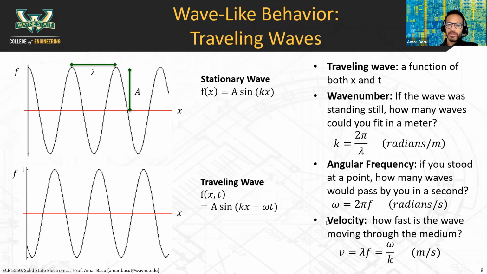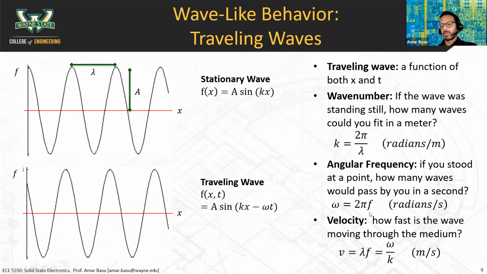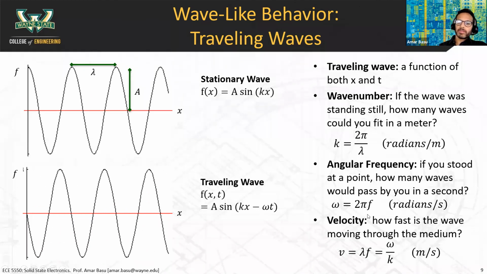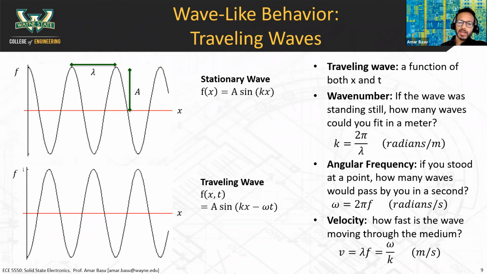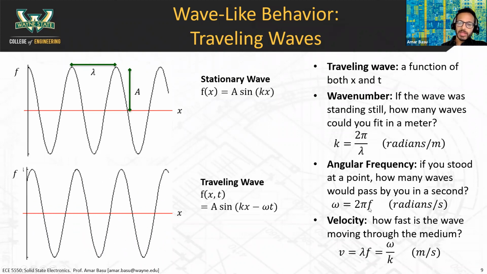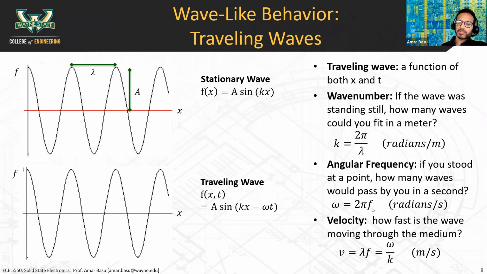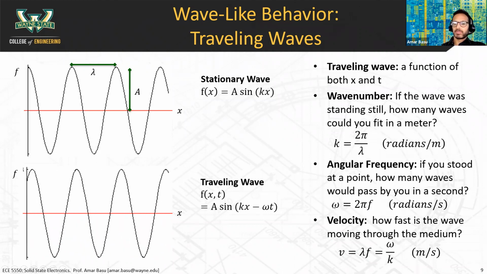So the angular frequency will be 2 pi times f, and f is the frequency in hertz. Just to clarify, you can say there are 5 waves passing by me every second, so f would be equal to 5 hertz. But the angular frequency will be 2 pi times f, so 2 pi times 5. That will be 10 pi radians per second.